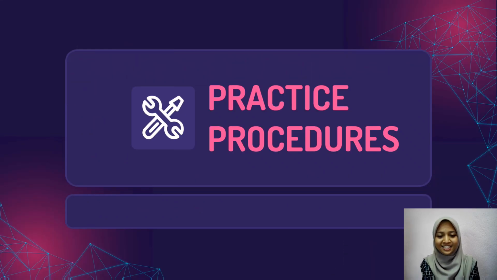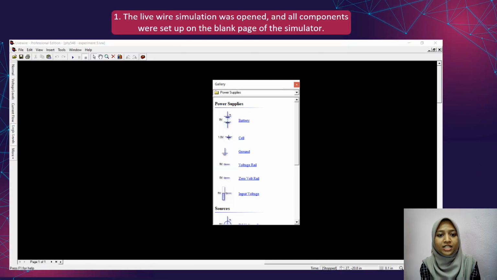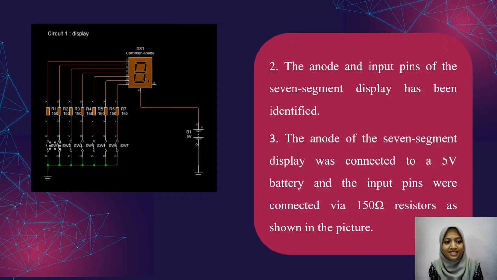Practice and procedures. Firstly, the Livewire simulation was opened and all components were set up on the blank page of the simulator as shown in the figure below. Next is the build-up of circuit 1. Firstly, the anode and input pins of the 7-segment display were identified, and then the anode of the 7-segment display was connected to a 5-volt battery, and the input pins were connected via 150 ohm resistors as shown in the picture beside.